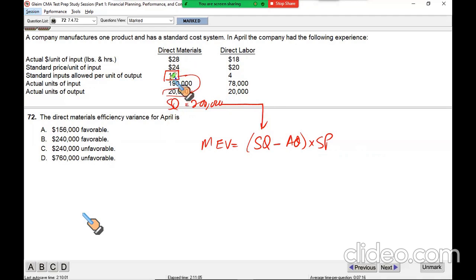What was the actual quantity used? Actual quantity used was 190. Right? You should have used 200,000, but you used 190. Actual input of material was 190. Standard price is given right here.